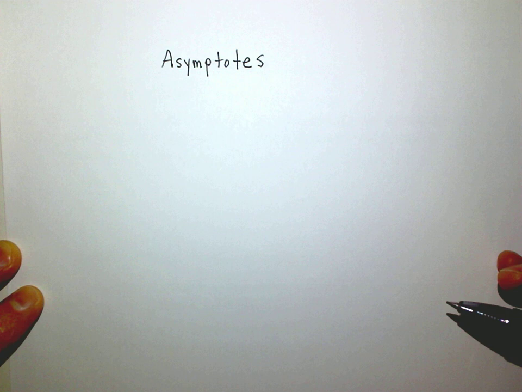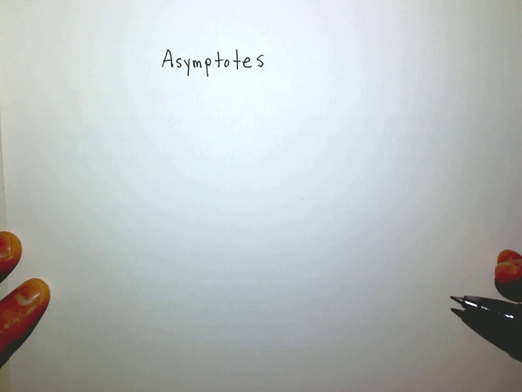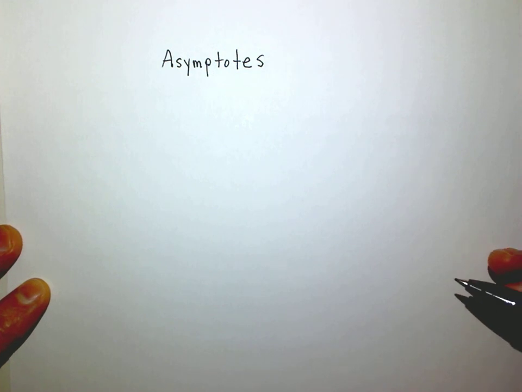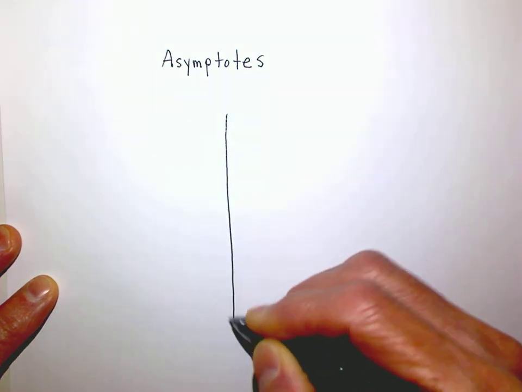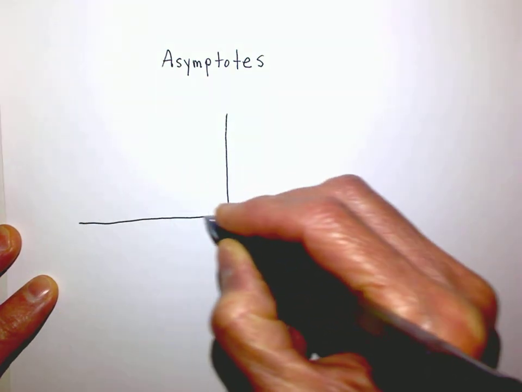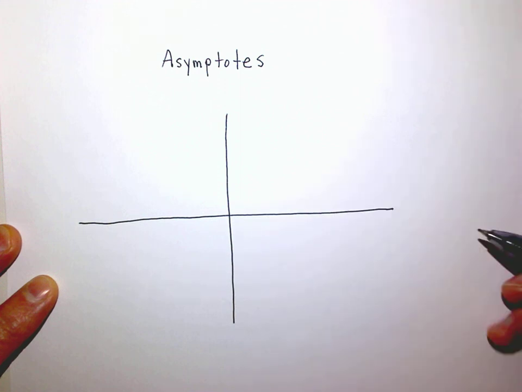An asymptote is kind of like an invisible line which the graph comes close to but doesn't cross. There are exceptions to the rule, but we don't need to concern ourselves with the exceptions in this discussion. Let's just make a random graph and demonstrate what an asymptote is.